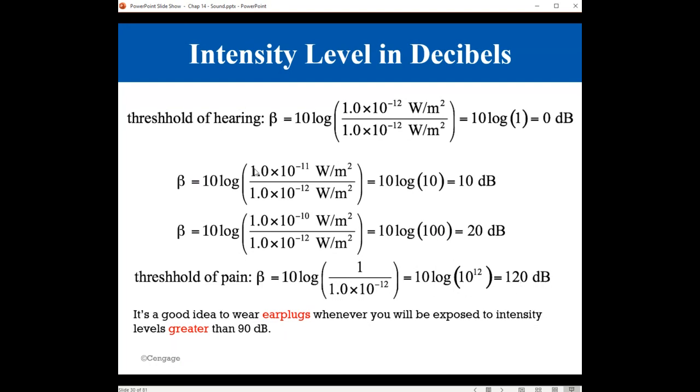So using the decibel scale, which is a logarithmic scale, it is now easier to deal with the variation in intensities. You are talking variations from 0 decibel to 120 decibels, rather than from 1 by 10 to the minus 12 to 1 watt per square meter. Usually, to protect our ears, it is good practice to wear earplugs whenever the sound intensity is about 90 decibel. That would be a good practice for the health of our ears.